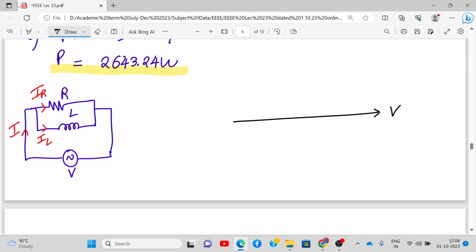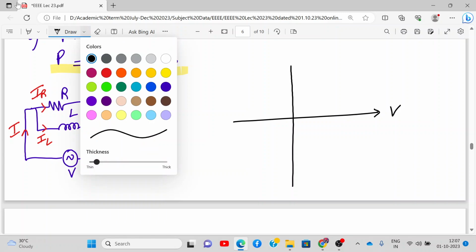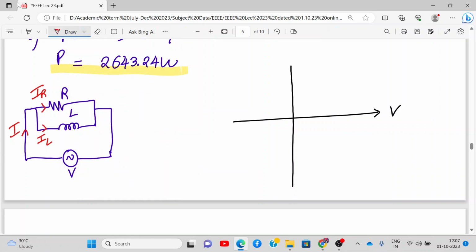Now I want to plot IR, IL, and I. How will I plot it? It's a pure resistor and pure inductor. It's very simple. If you understand this properly, then you have understood how to draw a phasor diagram. Tell me, where will I draw IR? For a resistor, are current and voltage in phase? Yeah, they are in phase with each other.